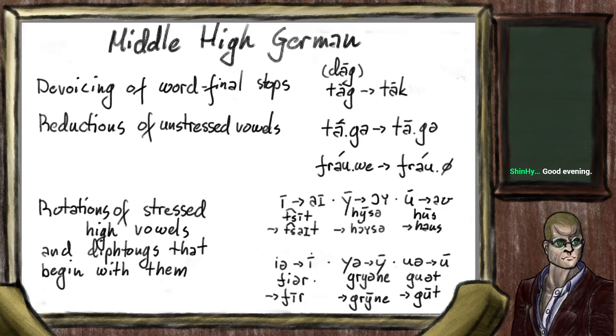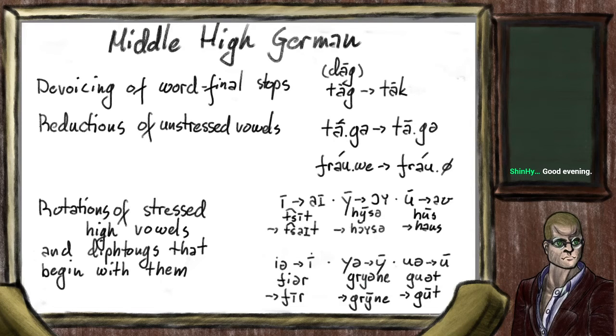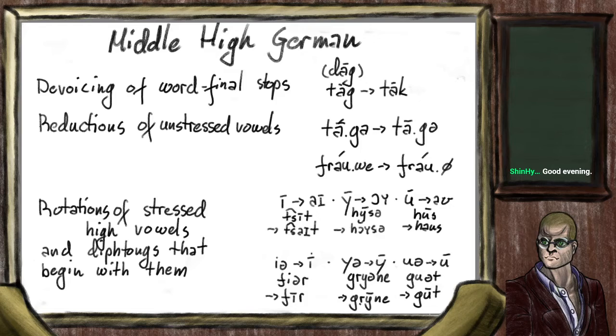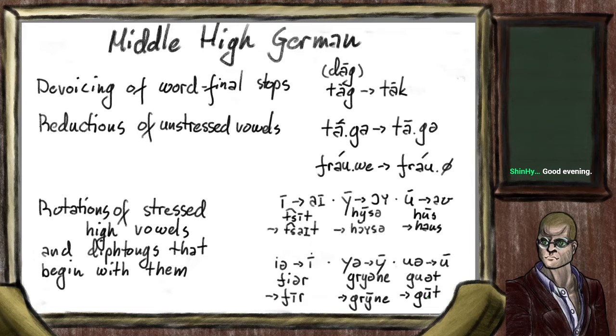For example, vier, four, becomes vier. Again, modern German. Grüne becomes grüne. Again, modern German. And gut becomes gut. Again, modern German.